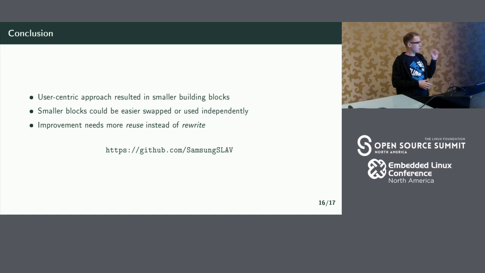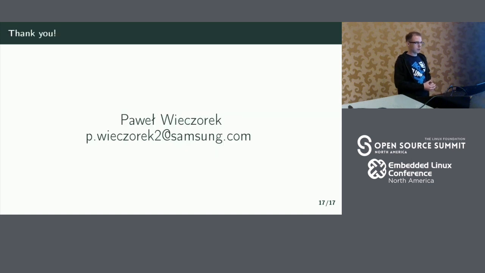And one more thing, I mentioned that for a small group of people, it was pretty hard to catch up with other more advanced projects. So instead of rewriting everything from scratch, reusing of already available building blocks could prove itself helpful. And that's why all of the resources that were generated for the SLAV projects are available at github.com. That's all that I got for you today. And if you have any questions, I will be happy to answer them.